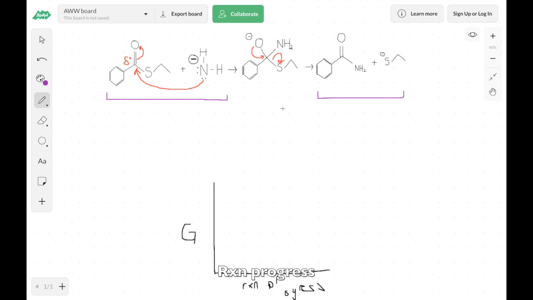So therefore, our products are going to be more stable than our reactants. And we're going to go ahead and draw this here. So our products are going to have less energy than our reactants. So I'll go ahead and label this as our reactants and this as our products. So next we're going to be looking at this step, which I'm going to label here as our intermediate. So this is our intermediate 1, which is in this situation our only intermediate.